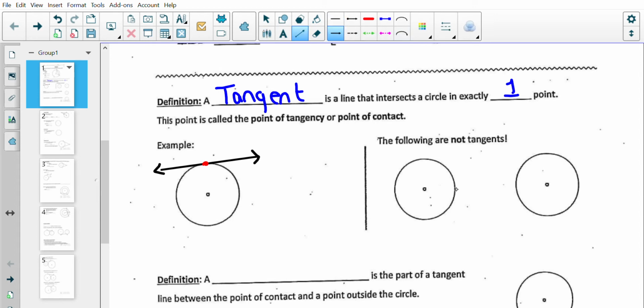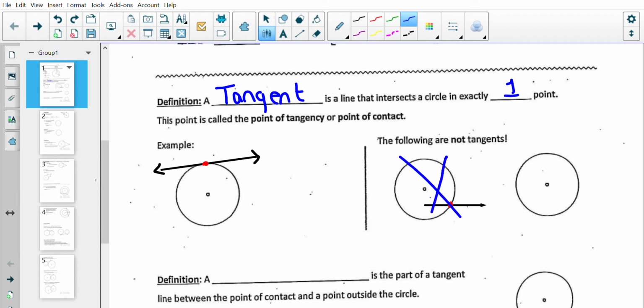Examples of things that are not tangents. Let's say I have something like this. This is definitely not a tangent because a tangent is a line. A line extends infinitely far in both directions. So even though the way it's drawn, it shows that it's only touching the circle there, if I extend this line in the other direction, won't I end up touching the circle again? Absolutely. So that is absolutely not a tangent.